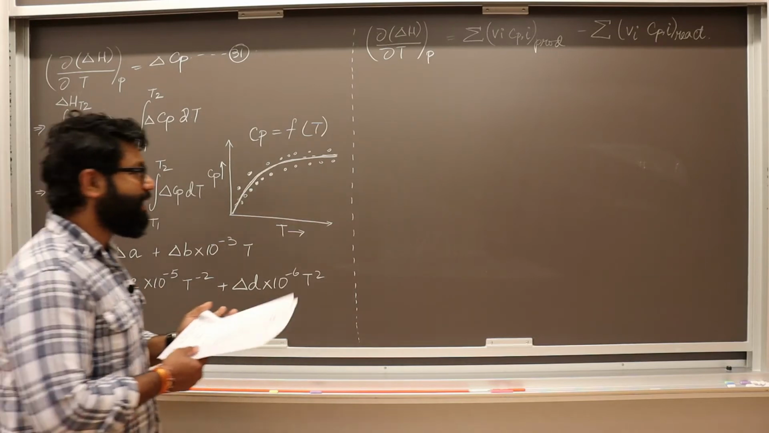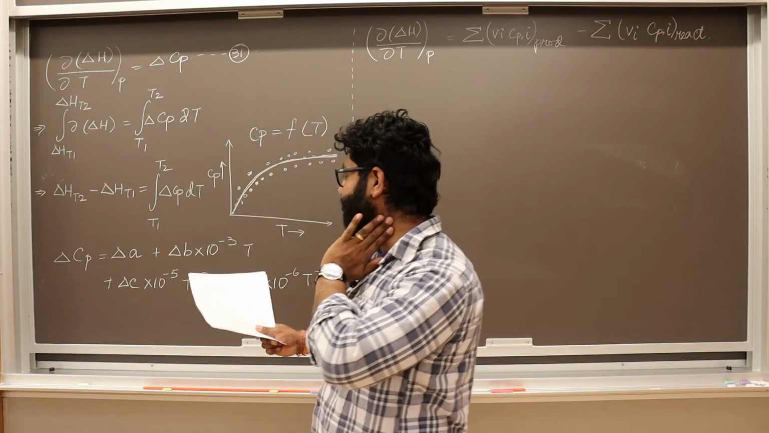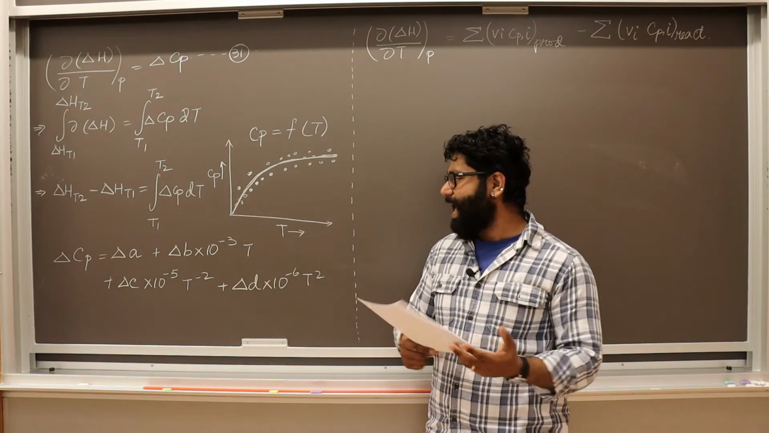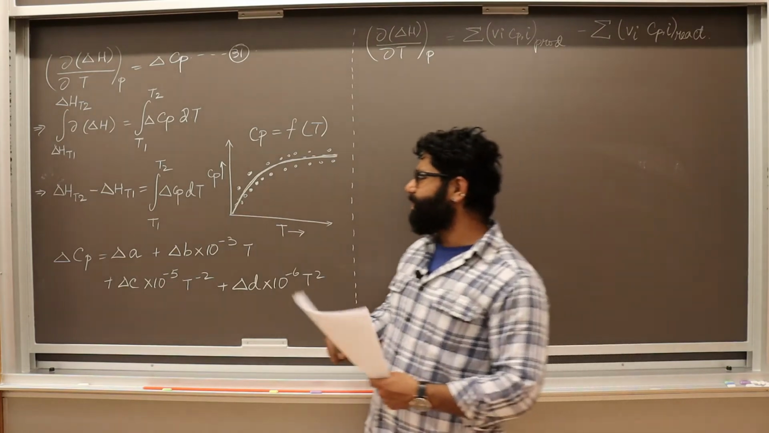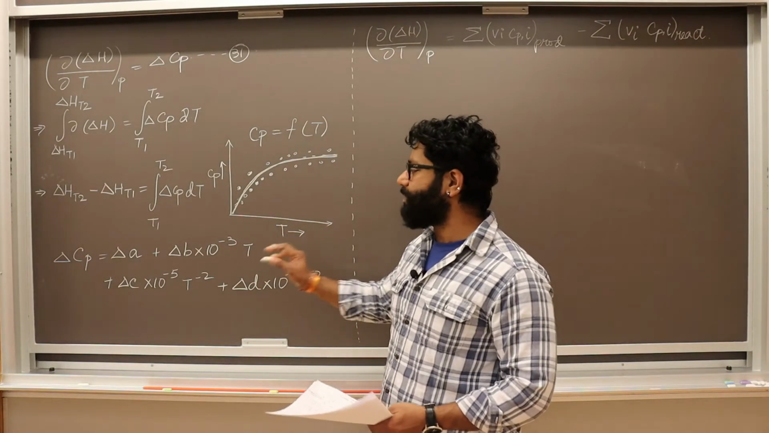Now, what if the Cp versus T equation is not available? Then you can simplify this equation, and the simplification would be that you only have the Cp at a particular temperature.